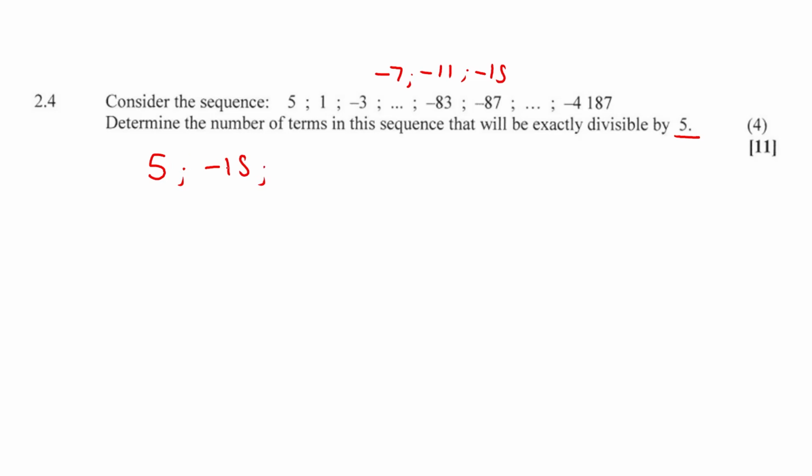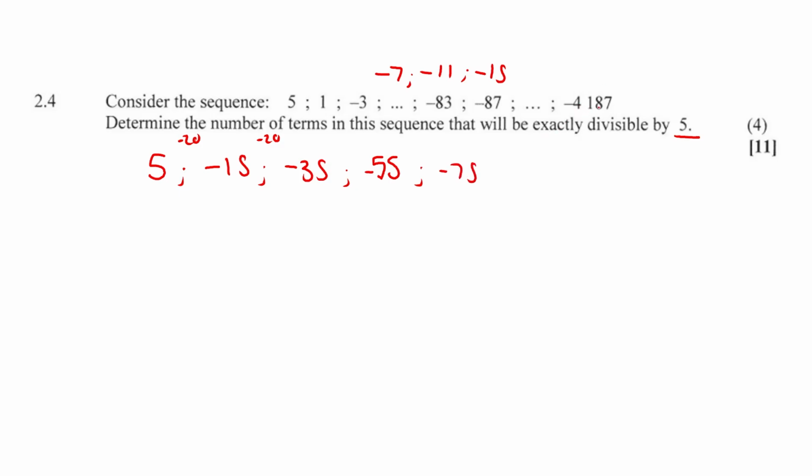So from 5 to negative 15, that was minus 20. So there's a minus 20. So that's our common difference. Another minus 20 and so on and so on. So the next is going to be negative 35. And then negative 55 and then negative 75.